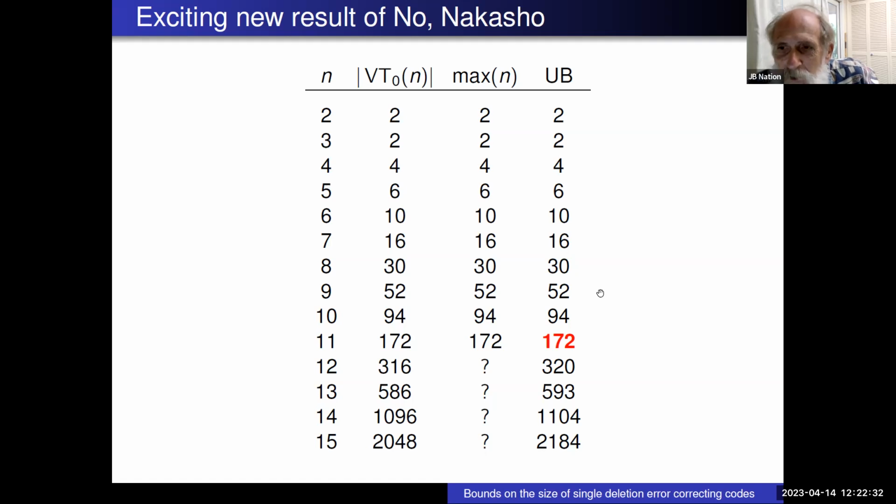And this is pretty new. Nakasho, who finished the problem, was here about last November and it wasn't done then. He sent us an email sometime early this year saying he'd finished it and got it down. And we'll discuss how. The conjecture looks good so far. But remember, this is progress over 60 years.